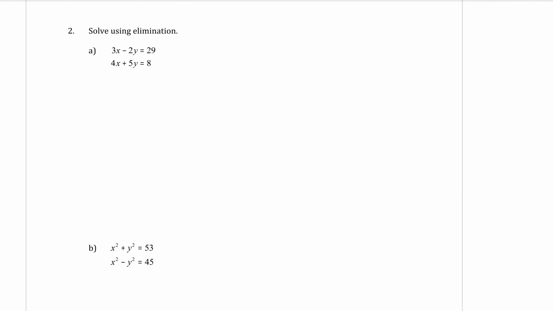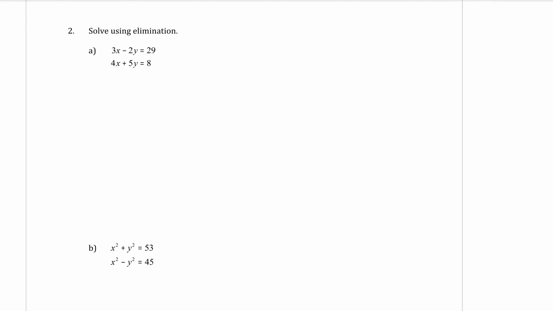So elimination is when you're looking in the columns, so you've got an x column and a y column, and you want the x's to either be the same or the y's to be the same so that you can add or subtract your equations and eliminate one of them, hence elimination method. We're trying to eliminate one of them.